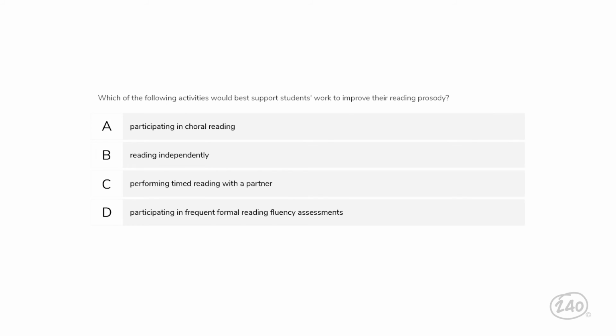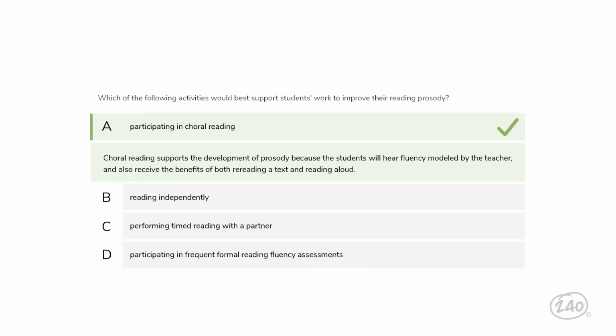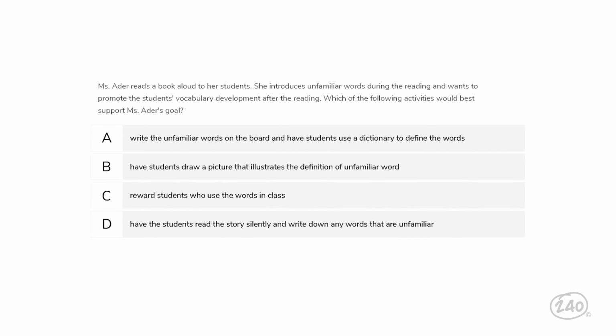The right choice here is choral reading because the students will hear fluency modeled by the teacher and also receive the benefits of both rereading a text and reading it aloud. For the next one, let's check out one of those vocabulary questions. What might that look like?